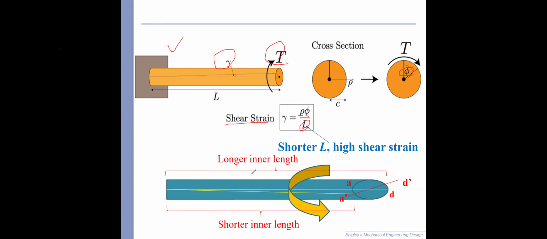Oh, sorry, this is a typo. This should be outer, sorry. Okay, so the length of the inner ring is shorter, right? Compared to the outer ring, right?